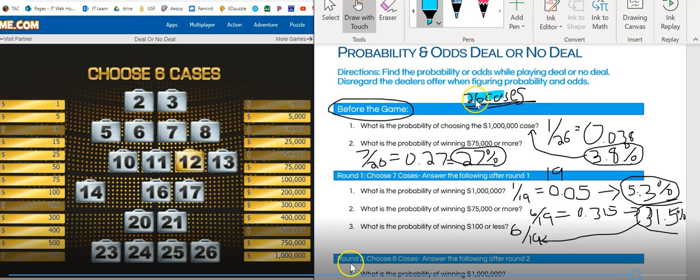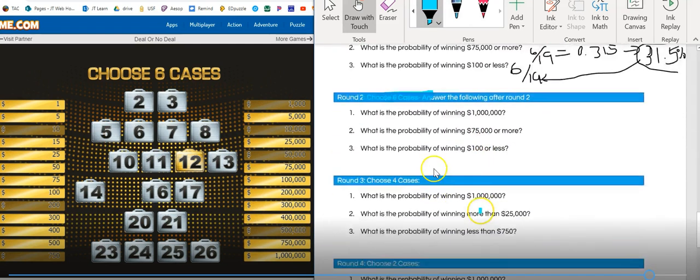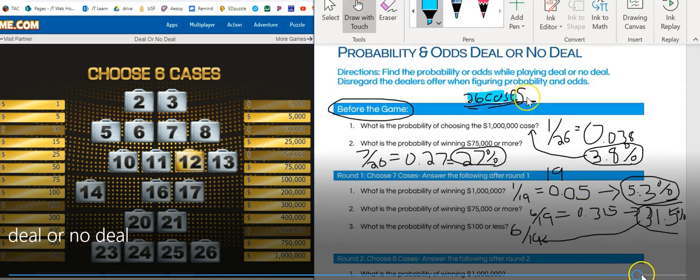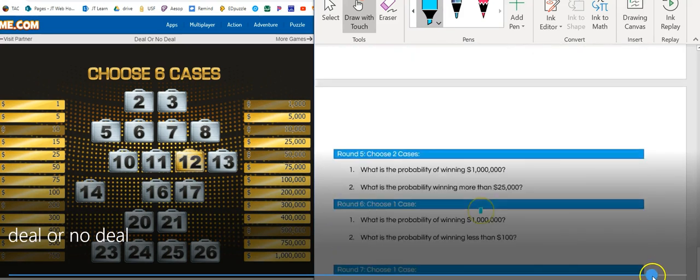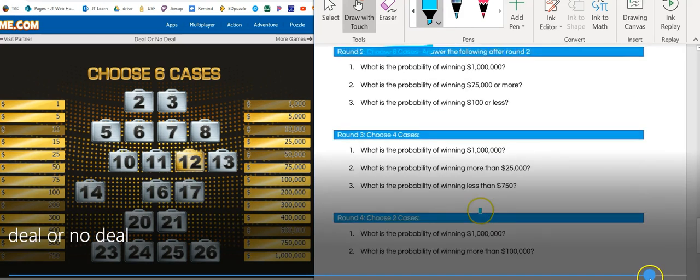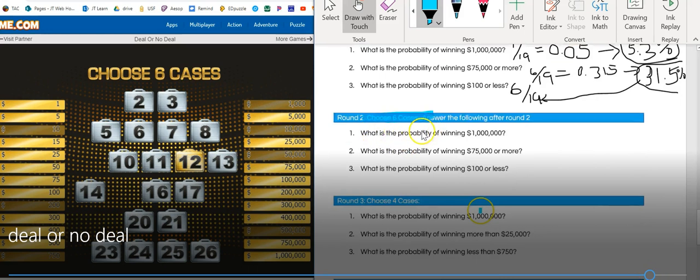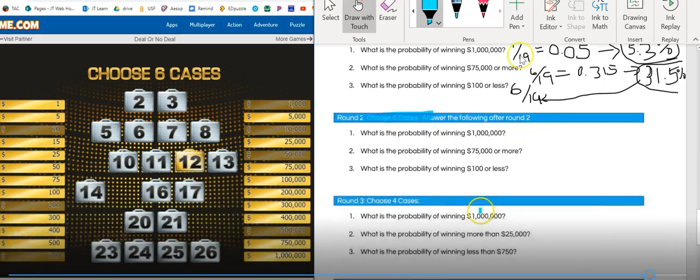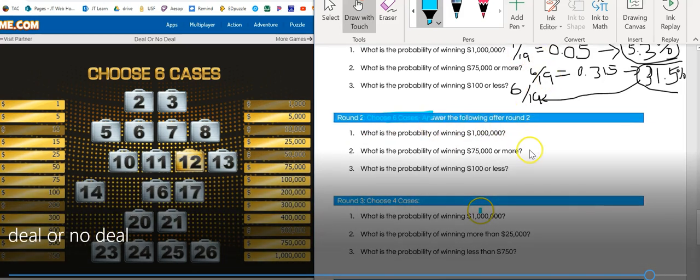Now what you guys must do is keep working through it. You can see down here, round 2, you got to choose 6 more cases. So now you choose 6 more cases and you answer the next question. Let's go back a second. Right here. You're going to answer the questions. What's the probability of winning $1 million? So after 6 cases, you're going to have 13 because it's 19 minus 6. If you still have the $1 million in play, you can put 1 over that.